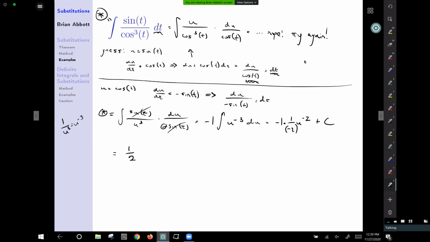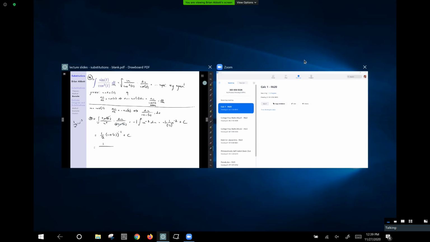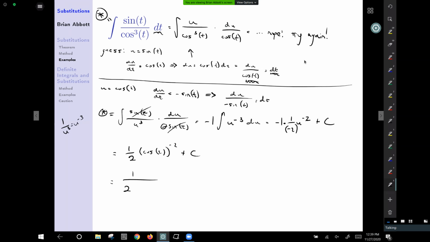And we're going to go ahead and reverse our substitution while we're at it. So 1/2 cosine of t raised to the negative 2nd power plus c. You could absolutely leave your answer like that, but I'm going to write it differently because I don't really like negative exponents on cosine. You can write it as 1 over 2 cosine to the 2nd power of t, plus c. Either way would have been correct.